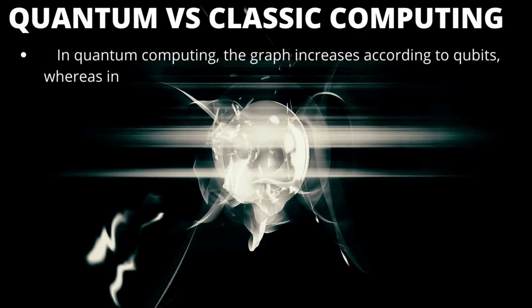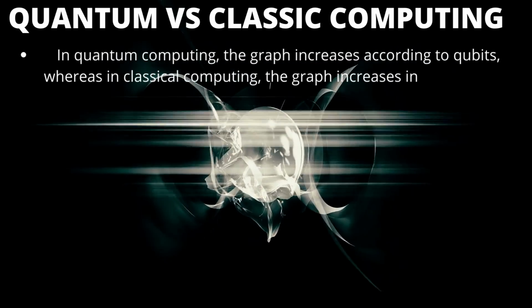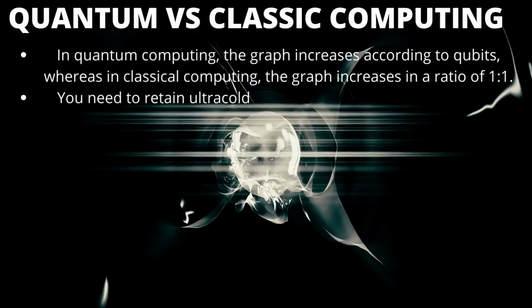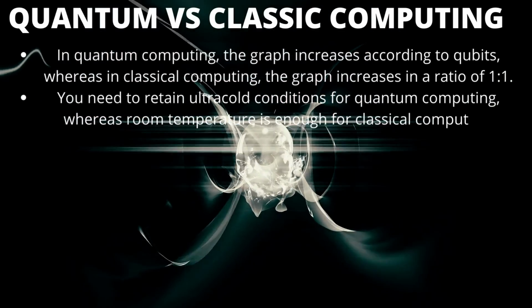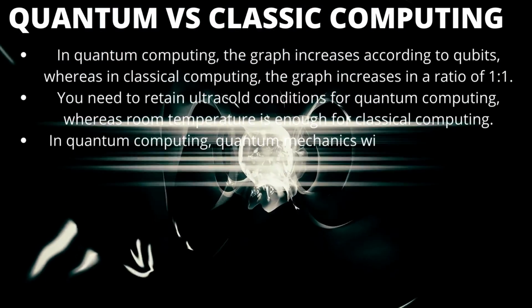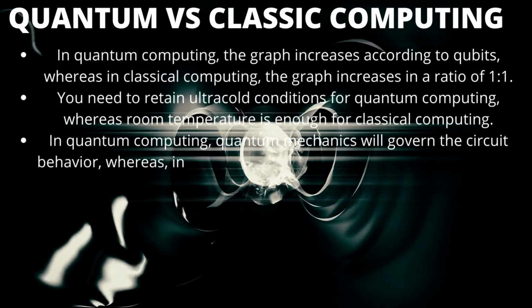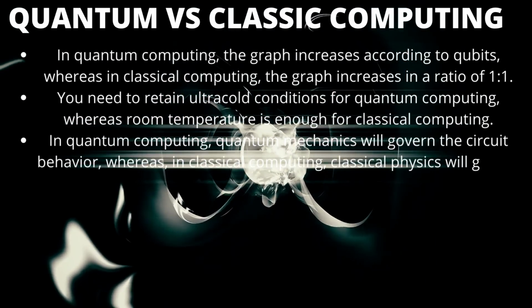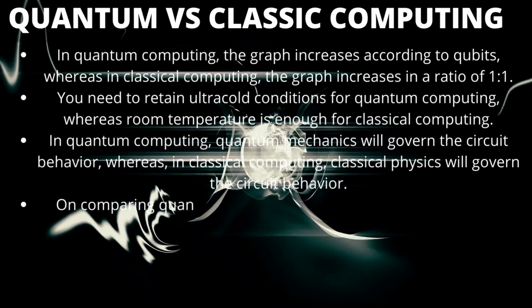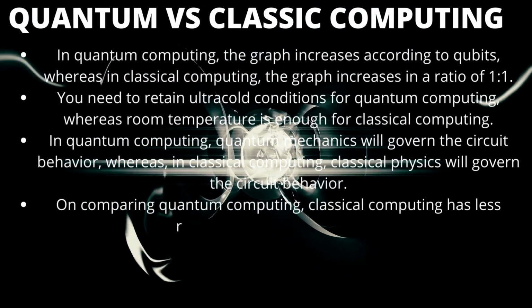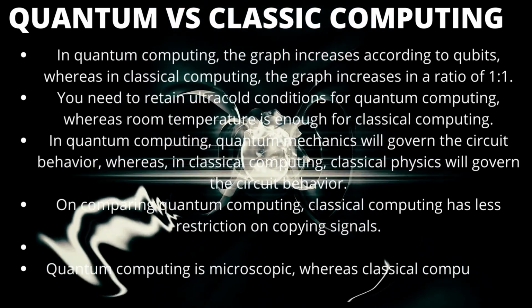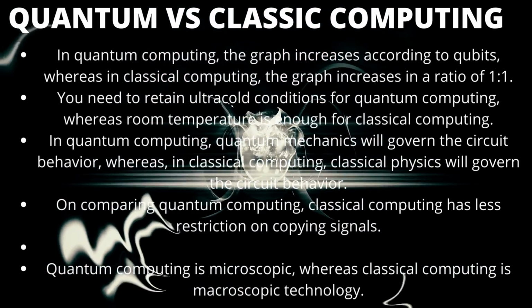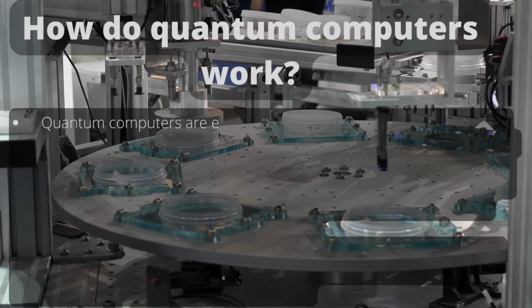In quantum computing, the graph increases according to qubits, whereas in classical computing, the graph increases in a ratio of 1:1. You need to maintain ultra-cold conditions for quantum computing, whereas room temperature is enough for classical computing. In quantum computing, quantum mechanics governs, whereas in classical computers, classical physics governs the circuit behavior. Quantum computing is a microscopic technology, whereas classical computing is a macroscopic technology.